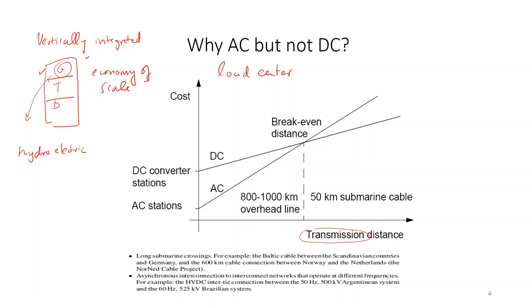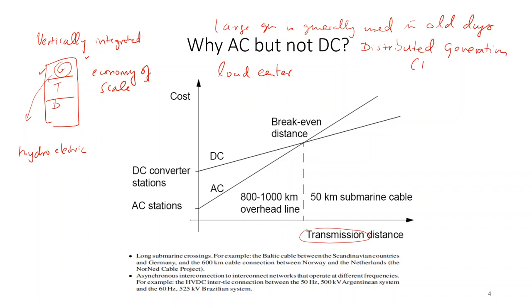That's why you need a very long transmission line. That's why large generators are generally used, in the old days I would say, because now the technology has changed, and smaller generators can be placed close to the load. Nowadays we have the technology called distributed generation, or DG. The DG can be placed close to the load.